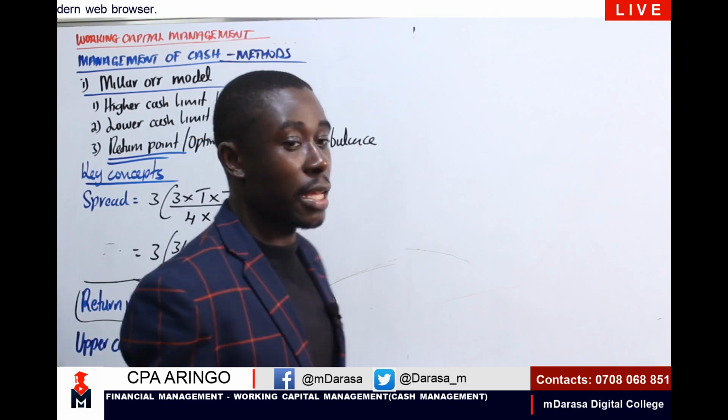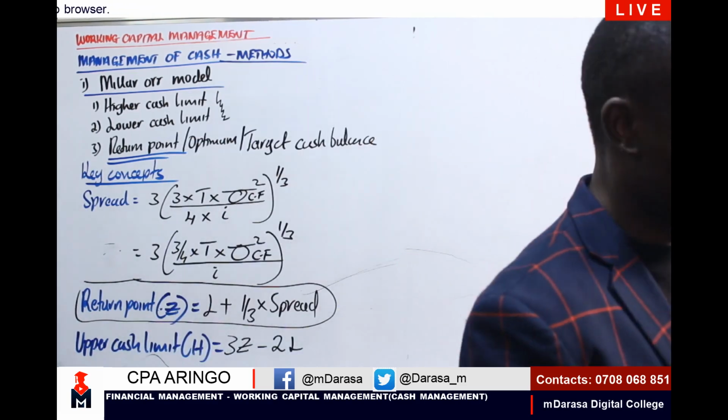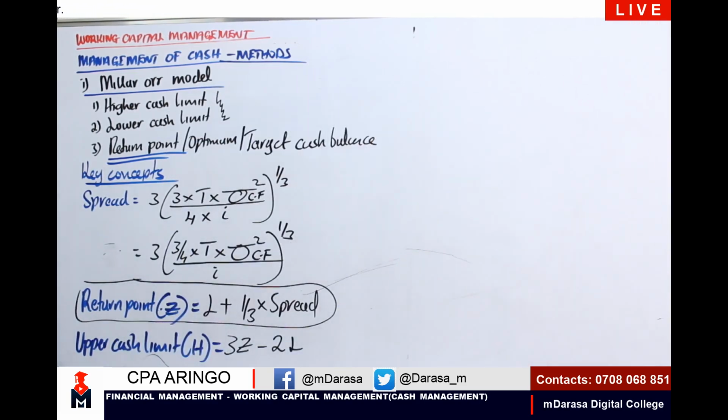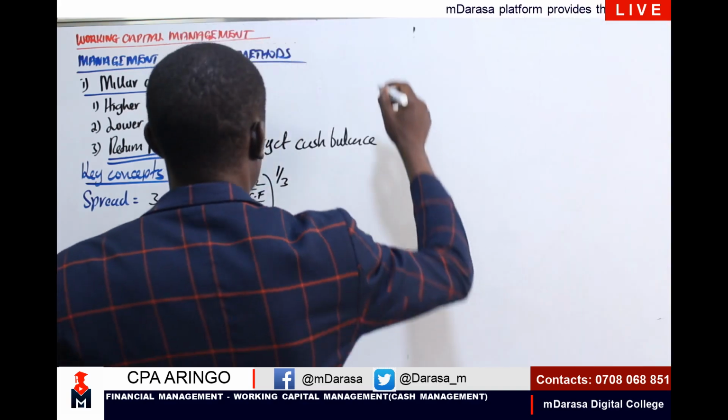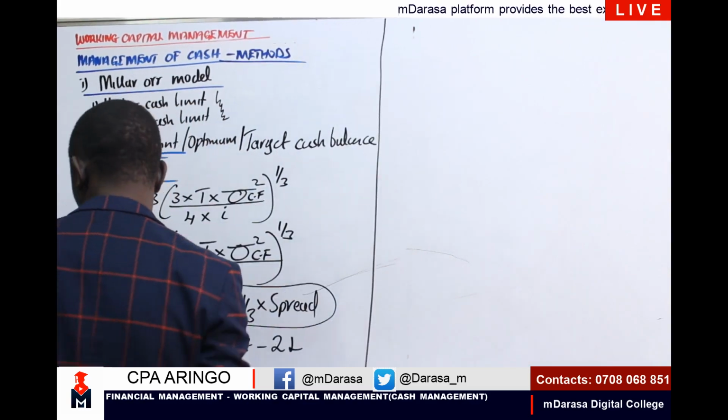Okay? The other key element that you should also have before we proceed to the question that I want us to handle in our Miller-Orr model paper is how to determine our average cash limit. How will we determine our average cash limit?